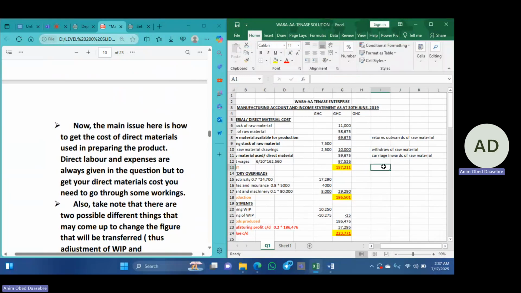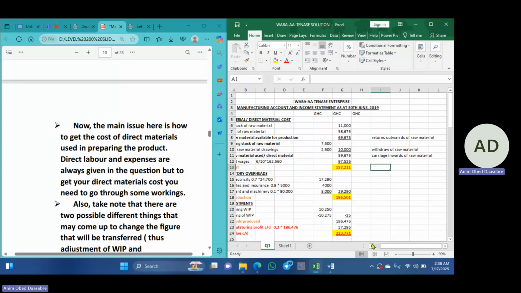So these three items will be adjusted on the purchases of raw material. Returns outwards, you are sending it back to where we bought it, so you subtract from the purchases of raw material. And withdrawals, something that you are taking out from the raw material that you have bought, so you also less it. And if there is any carriage inwards in the question, you add it to the purchases of raw material.